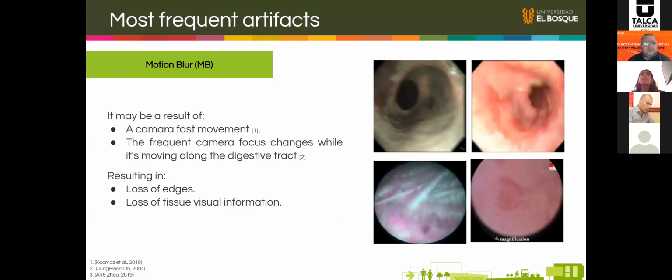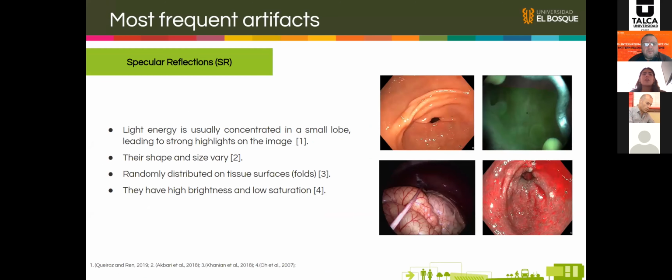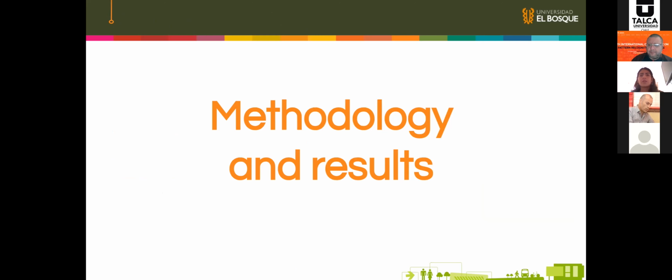Motion blur may be a result of fast camera movement or the frequent camera focus changes while it's moving along the digestive tract, resulting in loss of edges or loss of visual tissue information. Specular reflections occur when the energy is concentrated in a small lobe, leading to strong highlights on the image. Their shape and size can vary, and they are randomly distributed on tissue surfaces. Specular reflections have high brightness and low saturation.